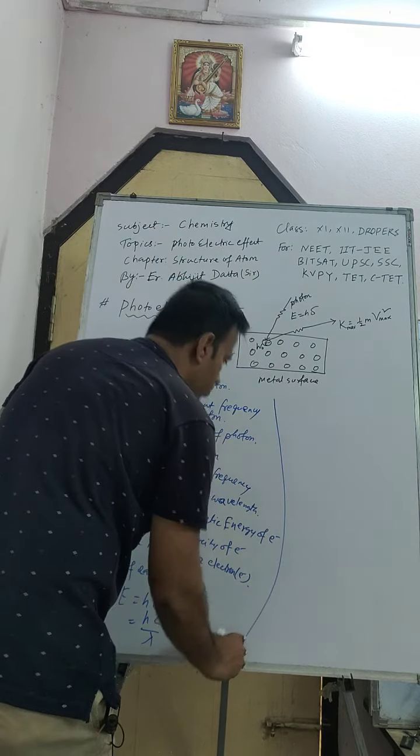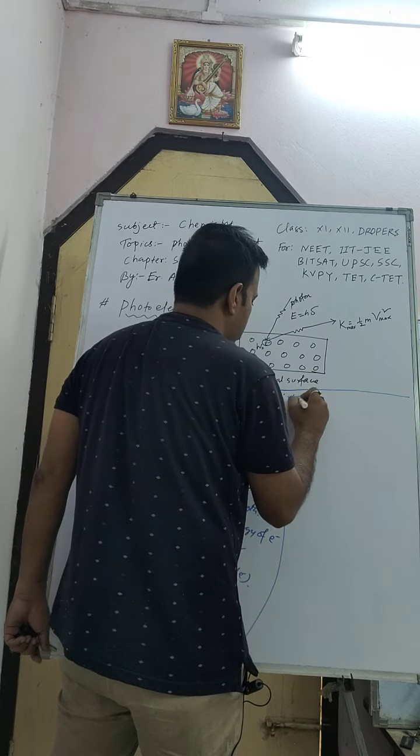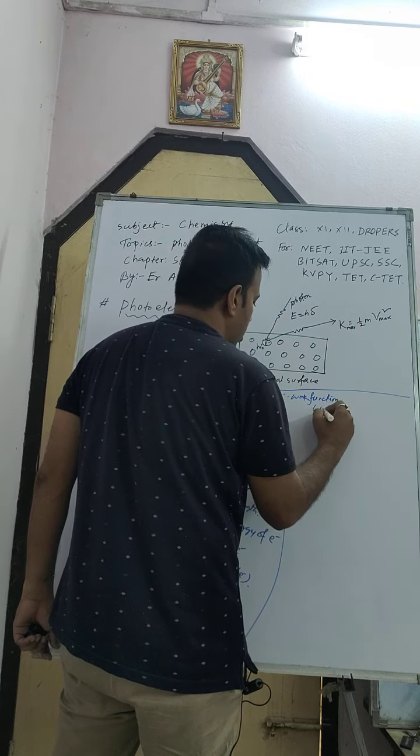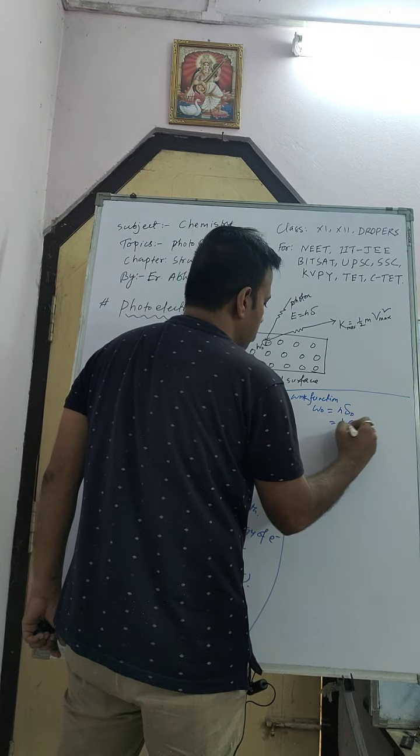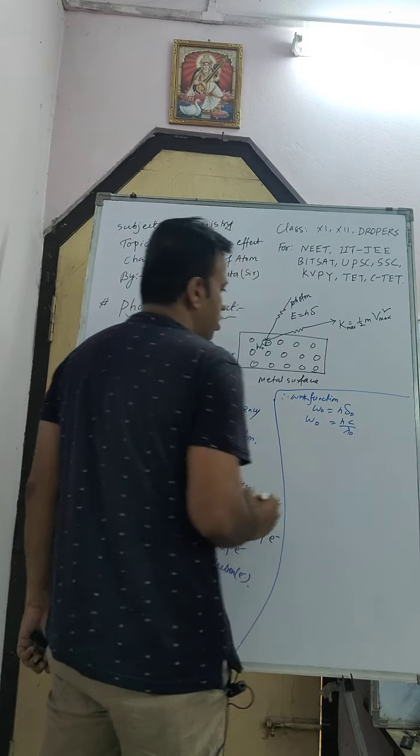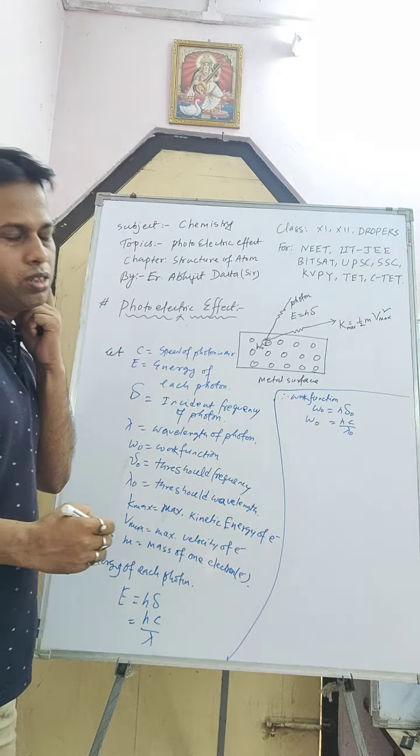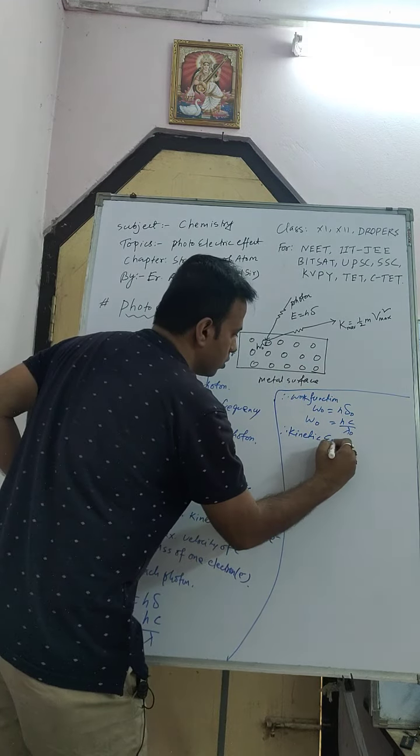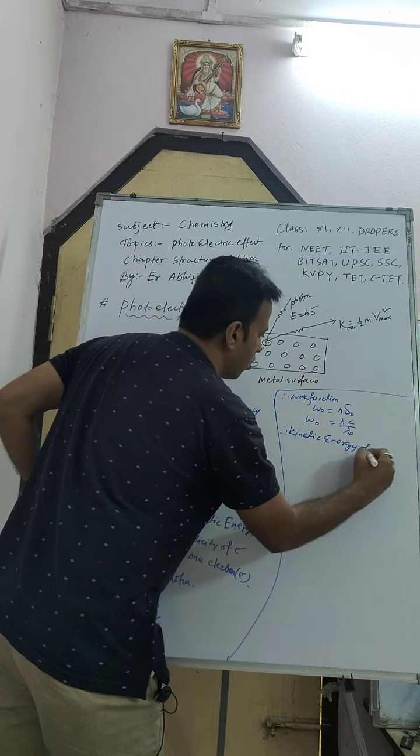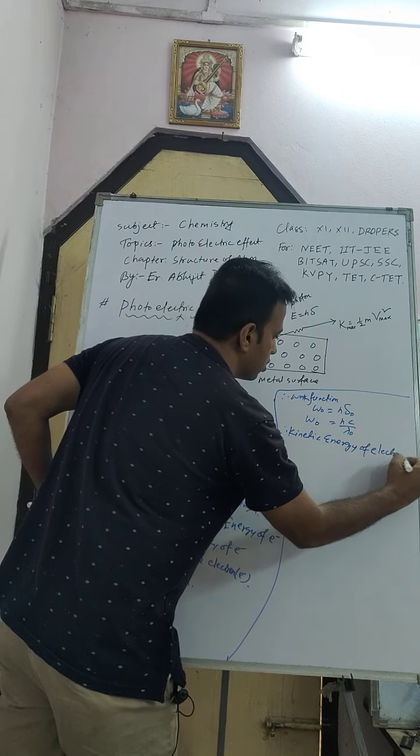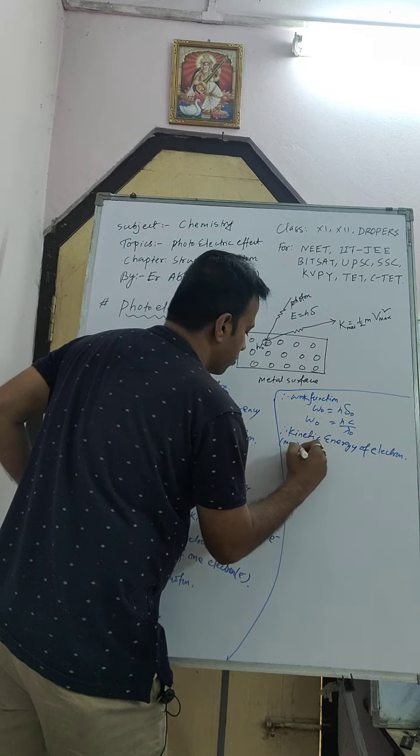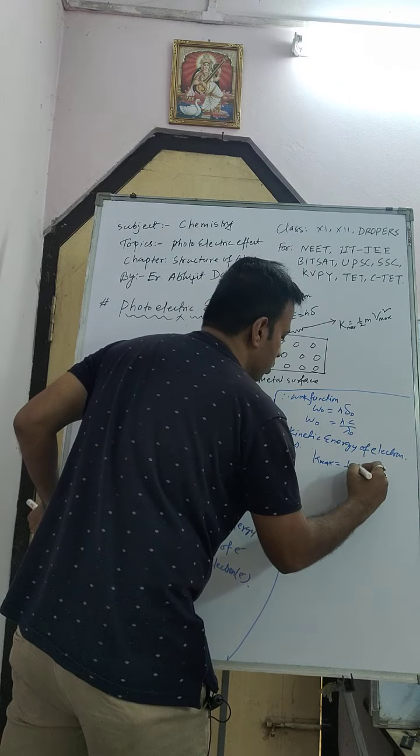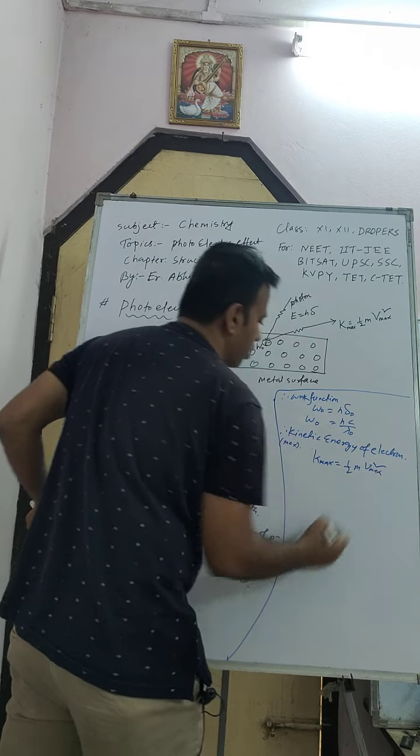Now, what is work function? Work function W0 equals h nu 0, that is, hc by lambda 0. And the kinetic energy of the electron will be the maximum kinetic energy. Maximum kinetic energy K max equals half m v max square.